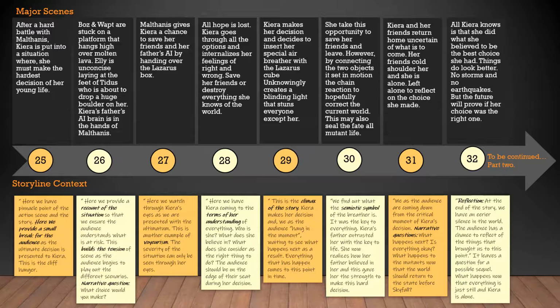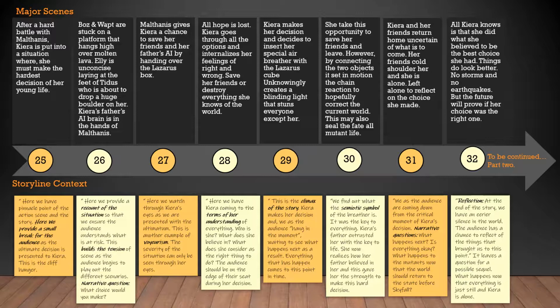In scene 32, all Kara knows is that she made the best decision she could make. However, everything is just silent. There's no sign of storms, and there's no earthquakes. She has no idea if anything actually worked. At this point, we see Kara's reflection.